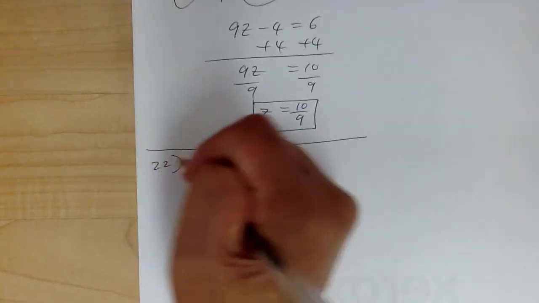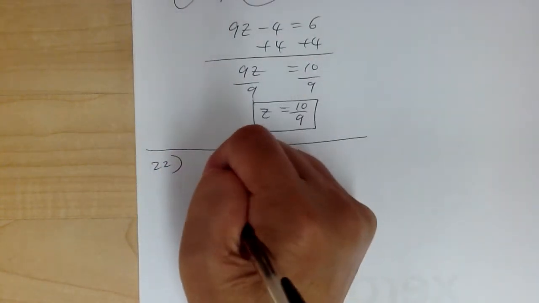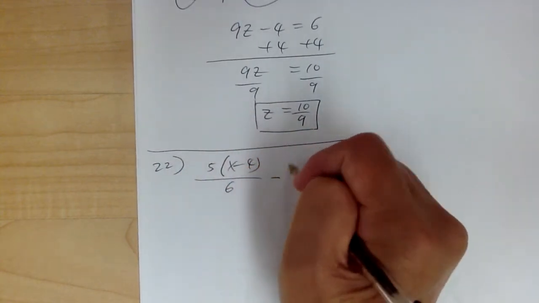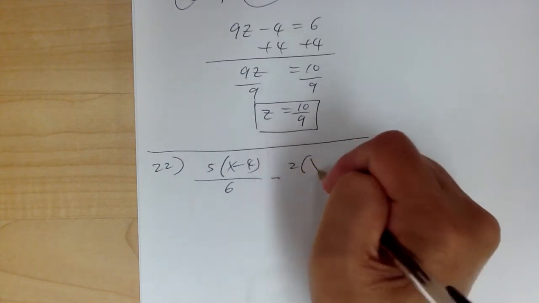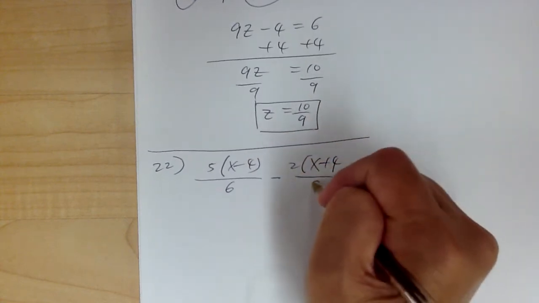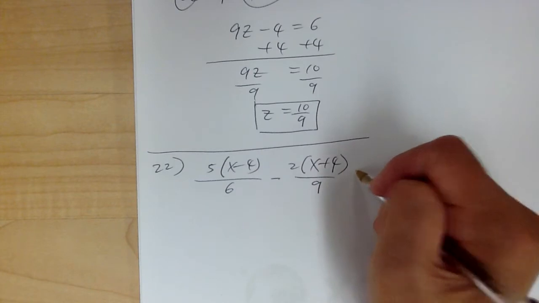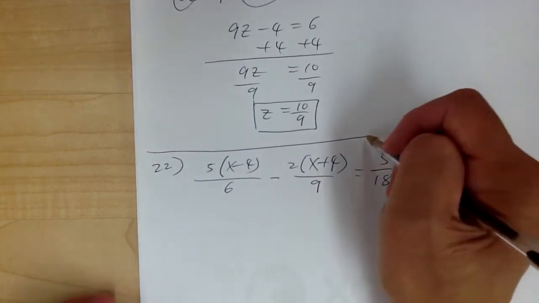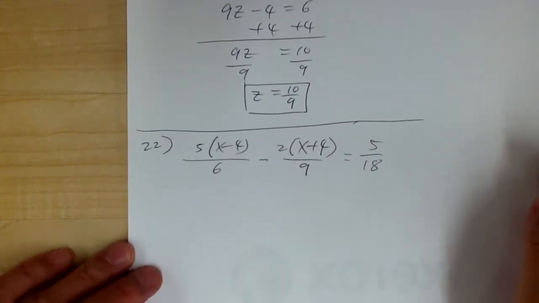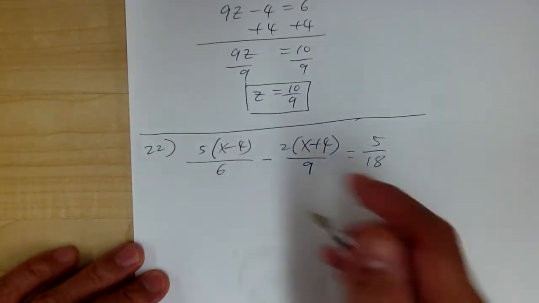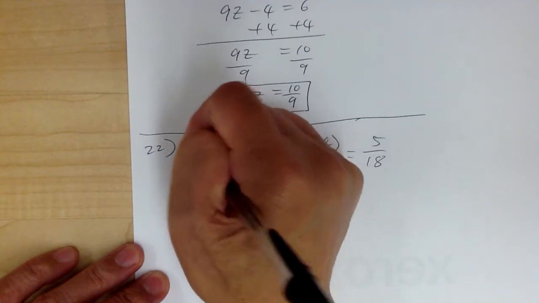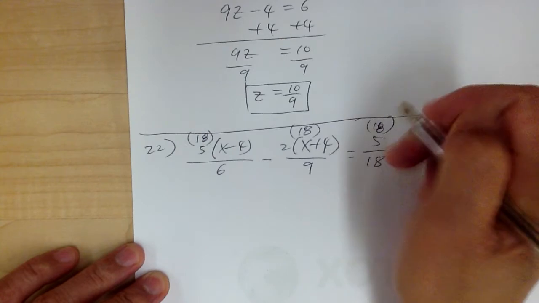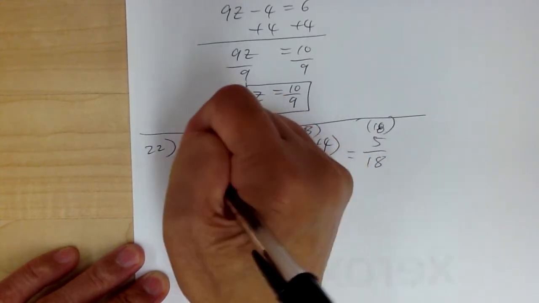Let's go to number 22. You have 5 times (x minus 4) over 6 minus 2 times (x plus 4) over 9 is equal to 5 over 18. Your common denominator is 18, so LCD is 18, so multiply by 18. This cancels, so 6 and 18 cancel, you get 3.